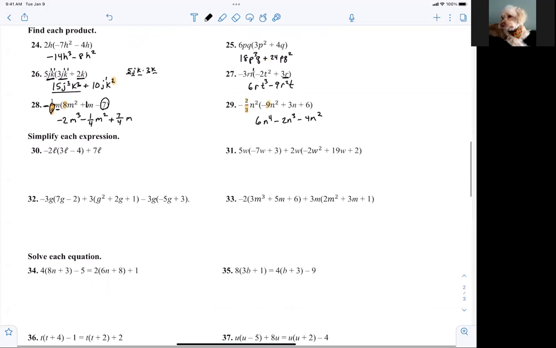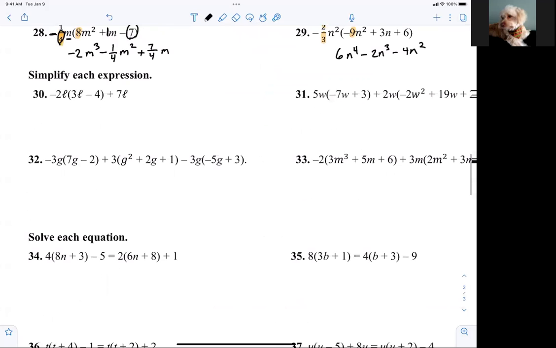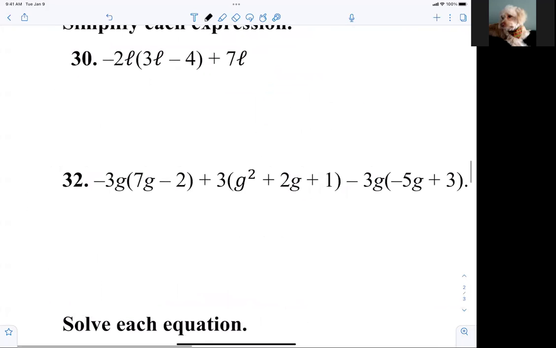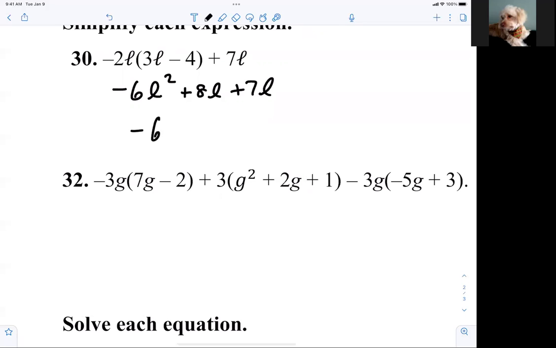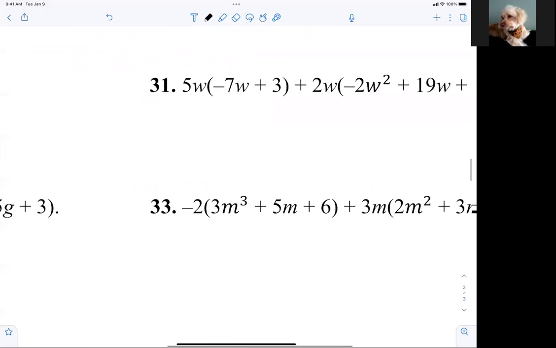All right, Jackson, let's go. 30. 30, negative 6l squared minus 8l. Nope. Plus, plus 8l plus 7l. Good. Then what? So, minus 6l squared plus 15l. Nice. 31. Let's go, Eddie.